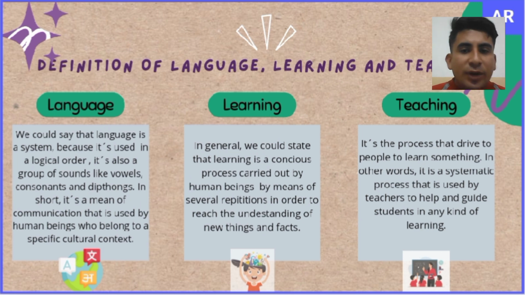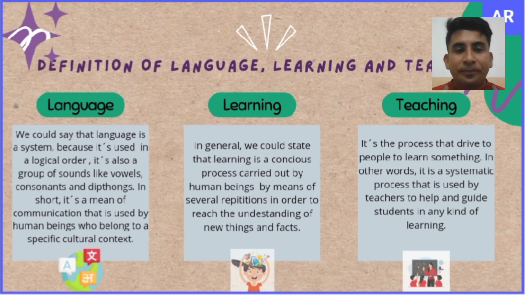In that way, we can say that language is a system because it uses codes such as letters, words, sentences. All these codes are arranged in a comprehensible order. Language also uses sounds for vowels, consonants, and diphthongs. In fact, language is used by human beings who belong to the same cultural context to communicate and interact with each other.